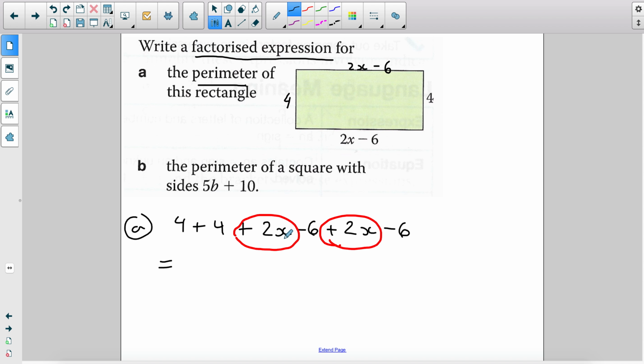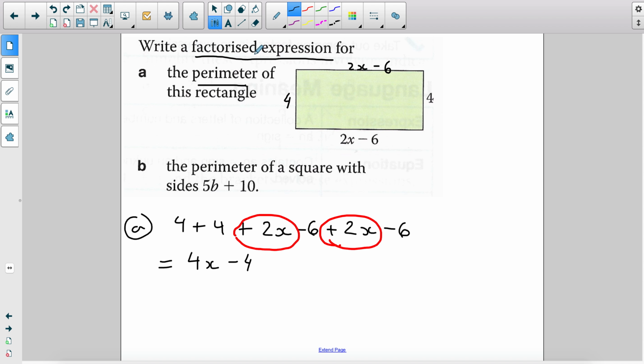So positive 2x plus 2x, that's just 4x. And then I have 4 plus 4, that's 8, and then subtract 6, that's 2, and then subtract another 6, that's negative 4. So be careful about the signs. Remember, we always take the sign in front of our term. So it's a negative 6 and a negative 6.